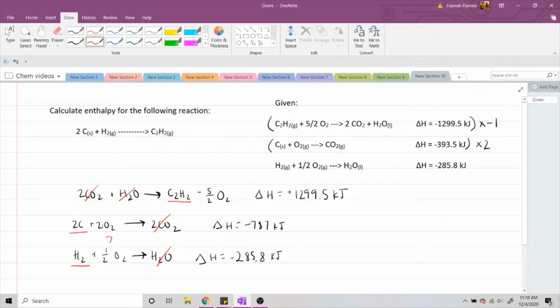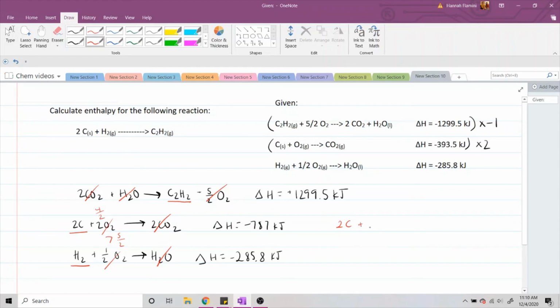So we have 2 plus 1/2, and you can also think of the 2 as 4/2. So adding these two together, we have 5/2, and that's exactly what we have up here. So the oxygens fully cancel out, and so we canceled out everything except what is in the equation we want. So that means what we did worked.